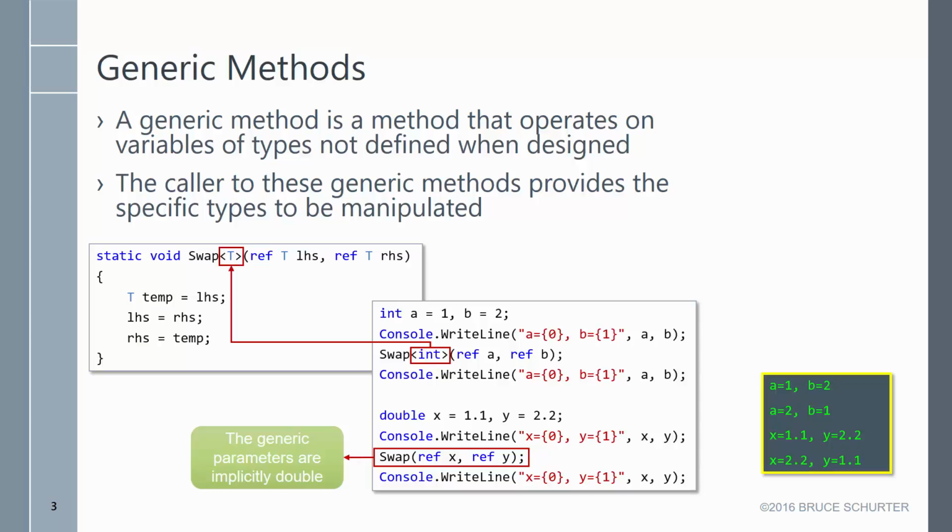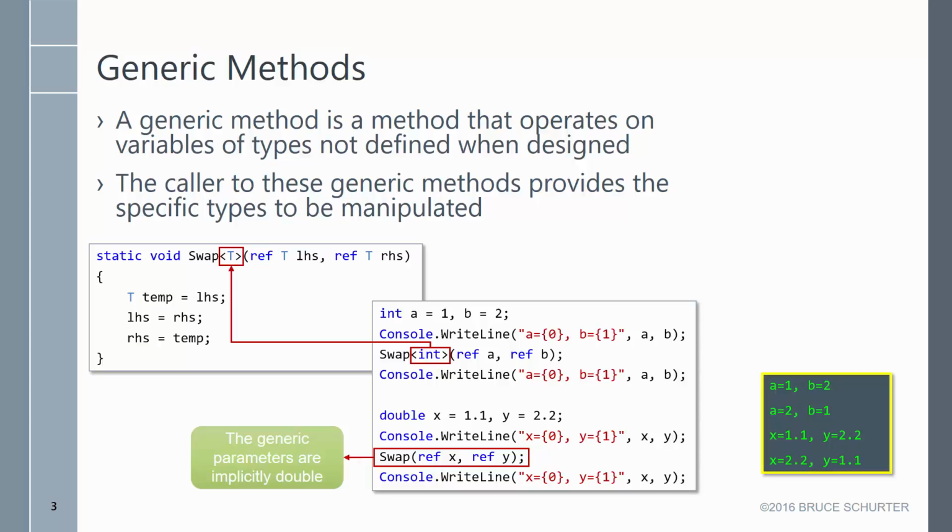Look in the sample next to that where we declare integers a and b and set them equal to 1 and 2 respectively. We output a and b, so you can see that on the far right, a equals 1, b equals 2. Then we call the swap function, and then we put in the angle braces int, and we pass by reference both a and b. Then we output the contents of a and b again, and notice that a is now 2 and b is now 1. So in effect, it swapped those two ints.